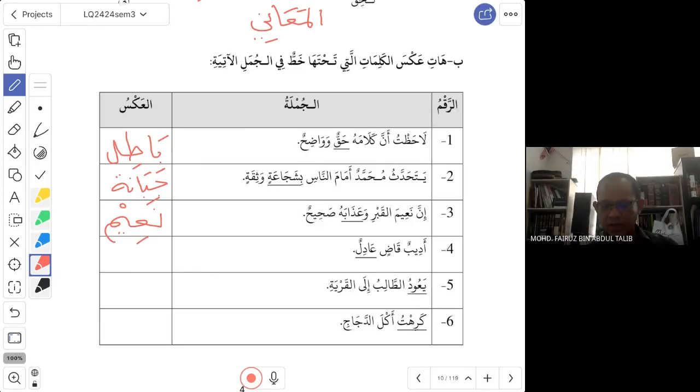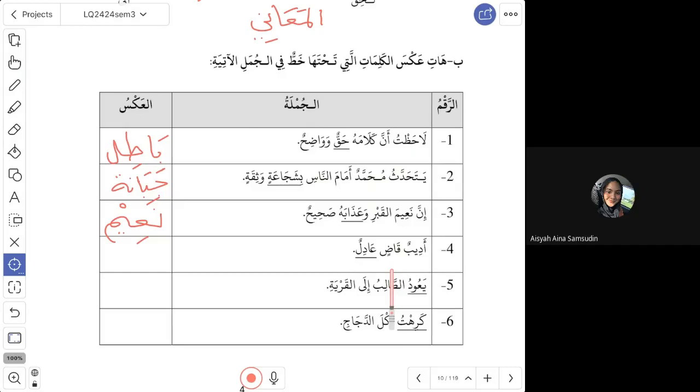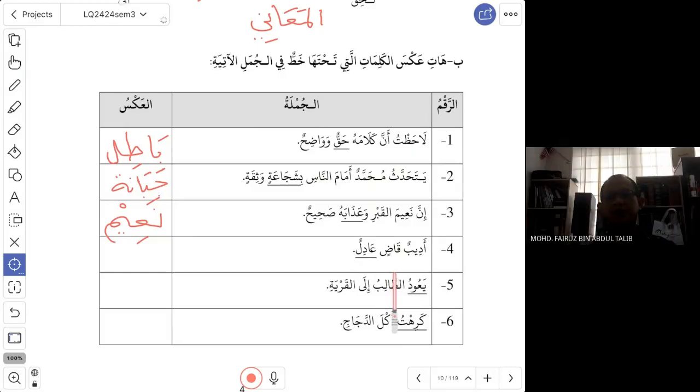Adib, qadin, adil. Adib, his name is Adib. Adib is a qadin. So you should remember what is qadin. I mentioned in the text the difference between qadin and hakim. Judge. Yes, qadin is judge. Hakim is the ruler. So Adib is a judge, a just judge.